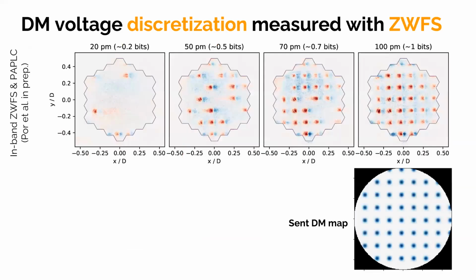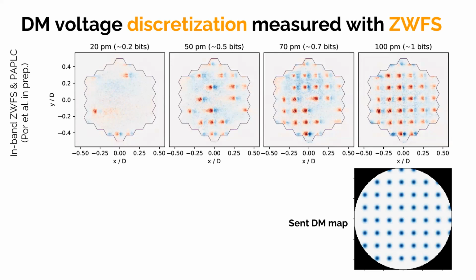The one very tricky experiment is trying to see the DM discretization itself, right? DMs are discretized, voltages are discretized, so we would like to see that in our actual images. So what we do is we send a DM map, as shown on the bottom right. Every fourth actuator we try to poke up, and we look at the Zernike image when we do that by tiny amounts. So pushing up by only 20 picometers, that's below the discretization threshold. However, some of the actuators start to respond. They jump up by a full bit in their response.